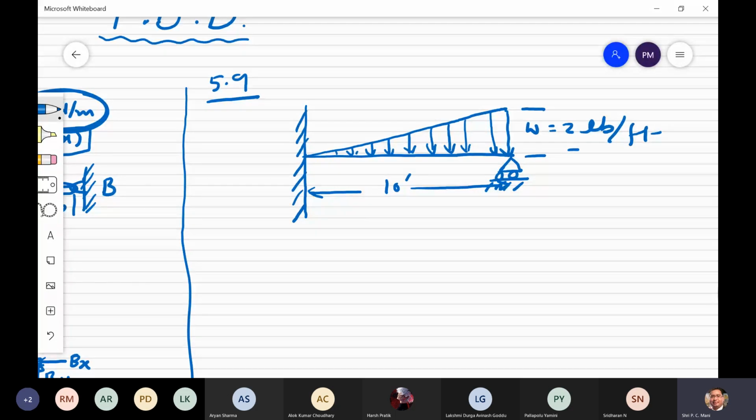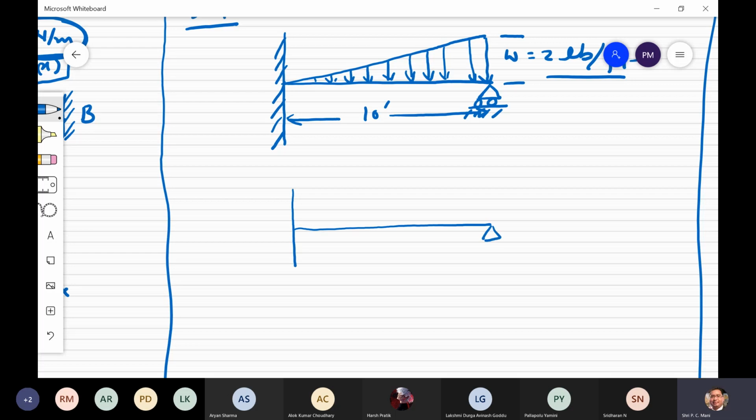So you have to convert this into a concentrated load. It is said in the question: draw a free body diagram of the beam, replace all distributions by the simplest equivalent force system, and neglect the weight of the beam. So you have to use an equivalent force system for this triangular load. So what is a triangular load?